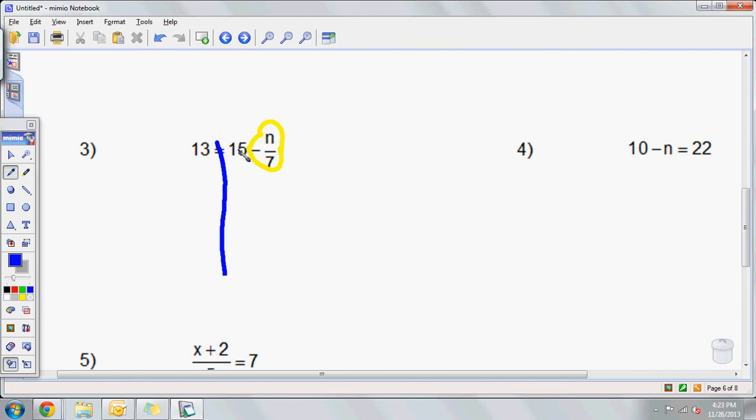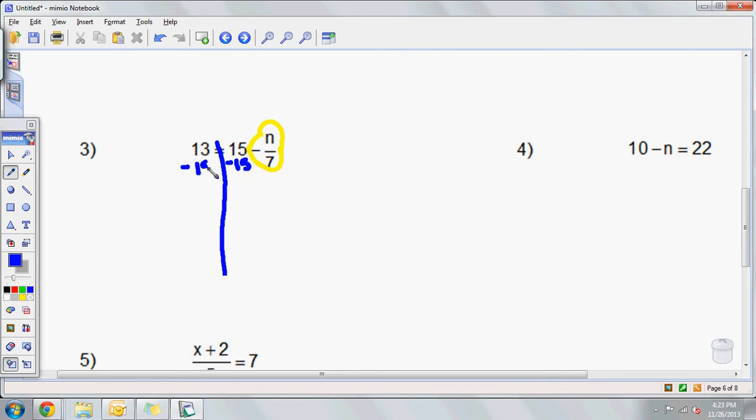So you might be asking yourself, well, doesn't this go with this? It doesn't. This negative goes with the n over 7. Whatever's in front of it is what it goes with. So to get rid of that 15 on this side and move it over here, this right now is a positive 15. So to get rid of it, I would do the opposite, minus 15.